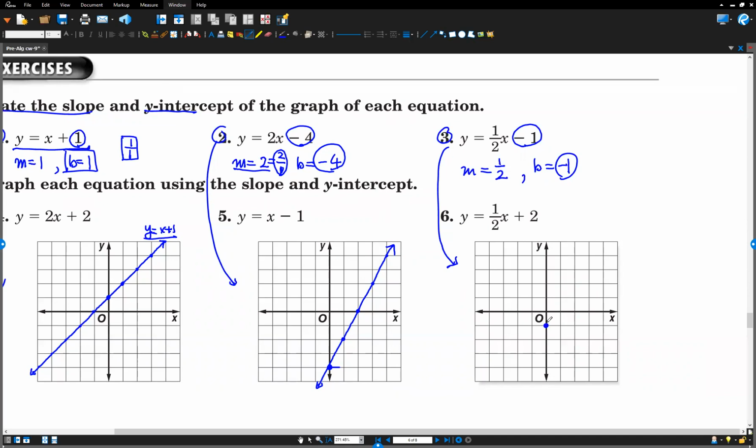Now we're going to find the next point using the slope. From here, follow the pattern. What does 1/2 mean? This one is the change in y, this one is the change in x. So 2 right, 1 up. 2 right, 1 up. Now the left-hand side: 1 down, 2 left, and again. Okay, now connect all these points. This is the graph of what? Y equals 1/2x minus 1.